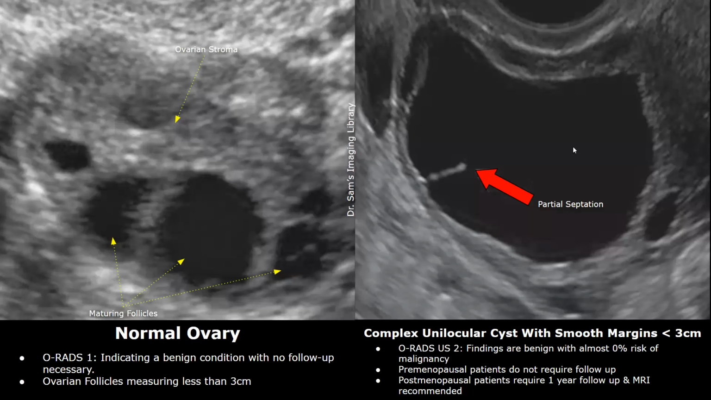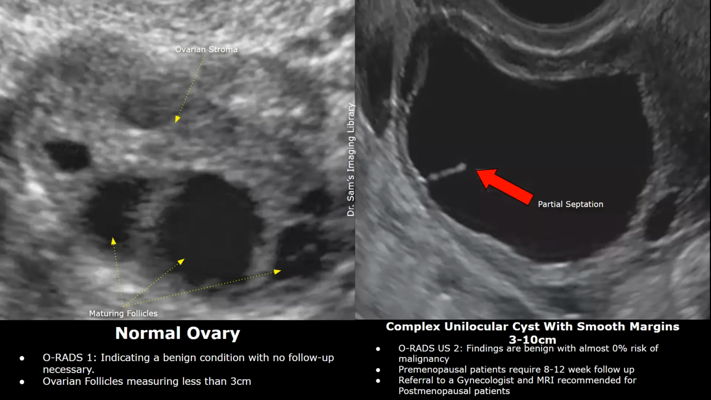If this cyst is less than 3 centimeters, then premenopausal patients do not require follow-up, but postmenopausal patients require 1-year follow-up, and MRI is recommended as well. But if this cyst measures between 3 and 10 centimeters, then premenopausal patients require 8 to 12 week follow-up and referral to a gynecologist, and MRI is recommended for postmenopausal patients.